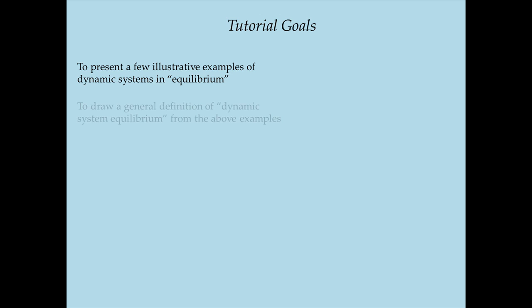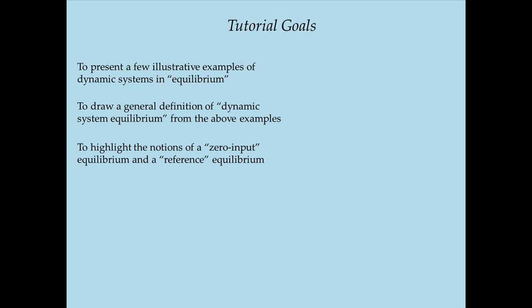I want to draw a general definition of dynamic system equilibrium from all of the above examples. That's the second goal. The third goal: there are two very particular, specific caveats regarding the definition of dynamic system equilibrium that I want to highlight. Specifically, I want to explain the notion of a zero input equilibrium, and I also want to explain the notion of a reference equilibrium. So with that in mind, the first goal, as I said, is to present a few illustrative examples of dynamic systems that are in equilibrium.